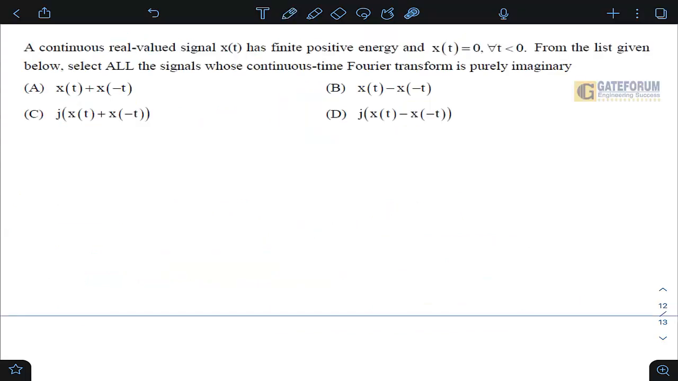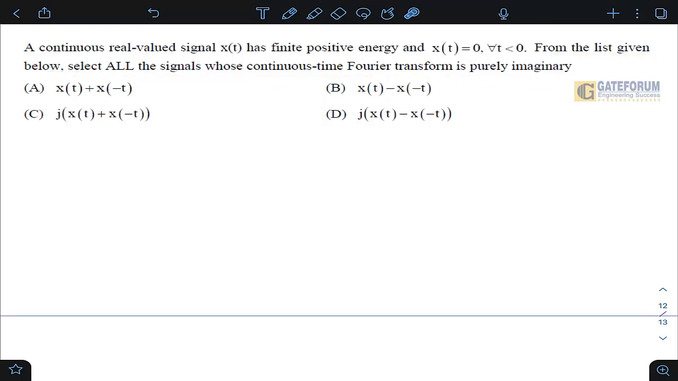This question was asked in GATE 23 of Instrumentation. This is from the Signals and Systems subject and from the CTFT topic. The question is: a continuous real valued signal x of t has finite positive energy and x of t is 0 for all time less than 0. From the list given below, select all the signals whose CTFT is purely imaginary.